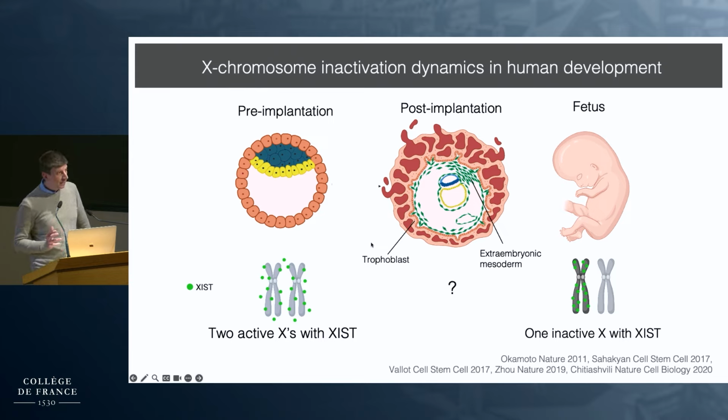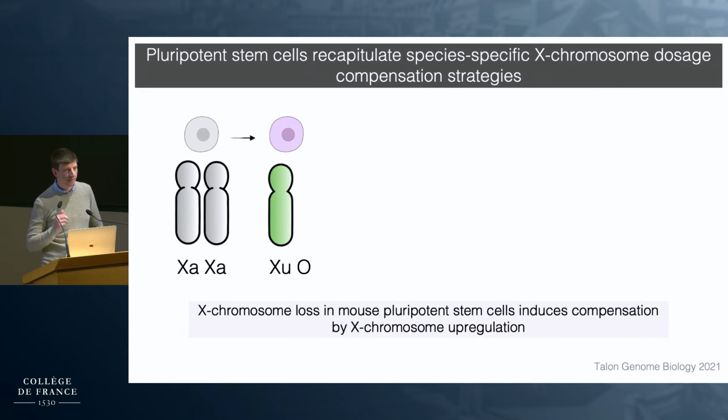So to study dosage compensation, pluripotent stem cells have been an invaluable tool, and in particular, they can mimic the species-specific strategies for dosage compensation. So not long ago, our lab has shown that mouse pluripotent stem cells have two active X chromosomes that do not engage in dosage compensation. They're expressed at normal levels, unlike previously thought. There is no X upregulation when both X chromosomes are active. However, losing one of the two X chromosomes in mouse pluripotent stem cells leads to upregulation.